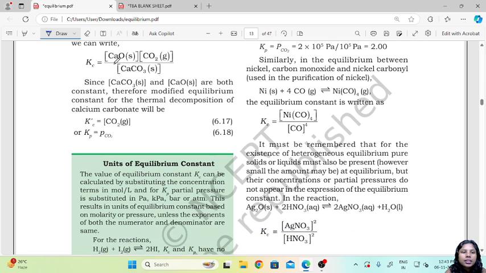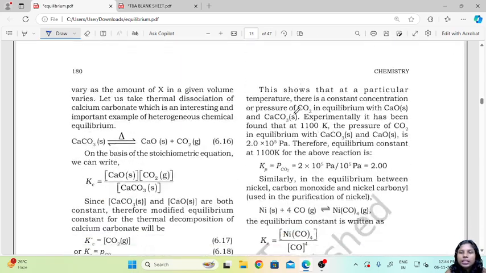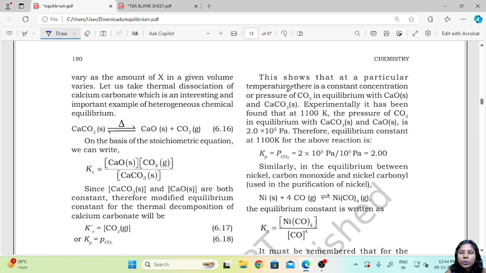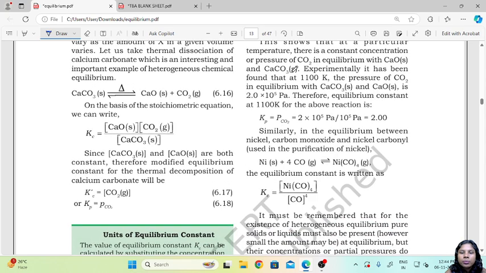Now since both the solids are going to be constant, we can say that Kc will be related only to the concentration of CO2, that is the gas that is present. So even in terms of partial pressure, we will talk about the partial pressure of carbon dioxide. This shows that at a particular temperature, there is a constant concentration or pressure of CO2 in equilibrium with calcium oxide and calcium carbonate.